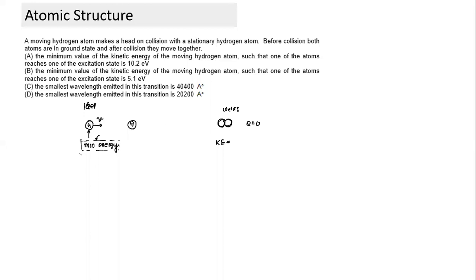See, in case of perfectly inelastic collision between two equal masses, what category of question does this fall into? If I use the word stick together, what kind of collision is it? Two things are there. It's a perfectly inelastic collision between two equal masses. Whenever there's a perfectly inelastic collision, there's definitely a loss of kinetic energy, and the loss is maximum when it is perfectly inelastic. So this type of question is a perfectly inelastic collision between two equal masses. Why two equal masses? Both are hydrogen.